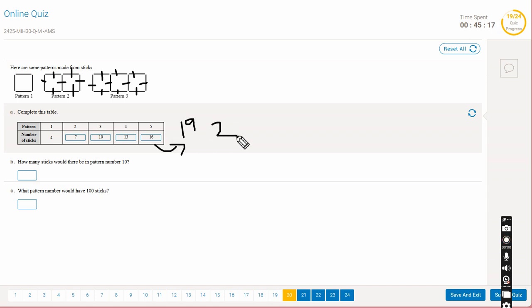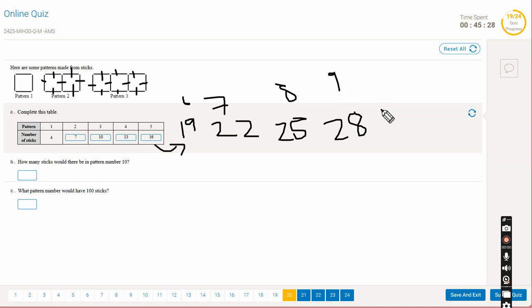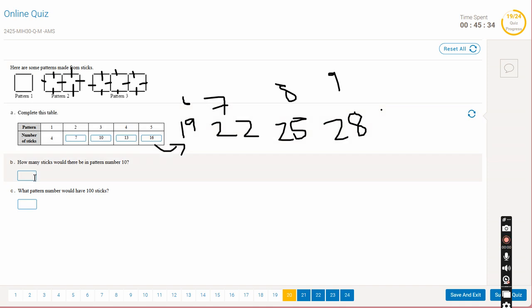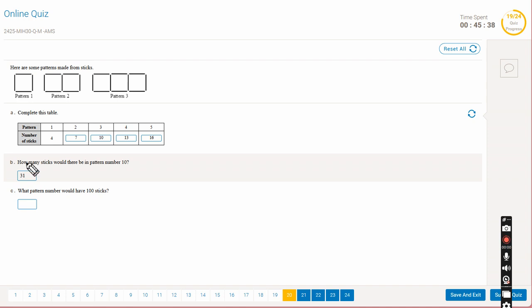So 16 plus 3 will be 19. Then 19 plus 3 is 22. So this is 6, 7. And then 22 plus 3 will be 25. That's going to be 8. 28 is going to be 9. And 28 plus 3, it's going to give you 31. So that's going to be your 31 patterns.